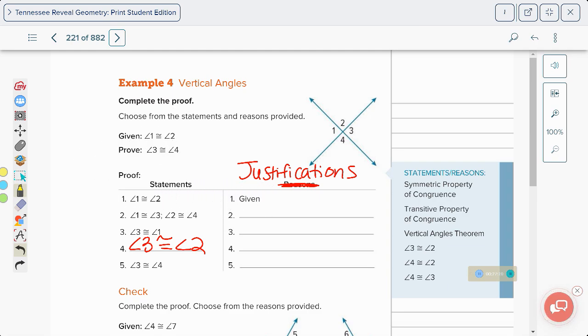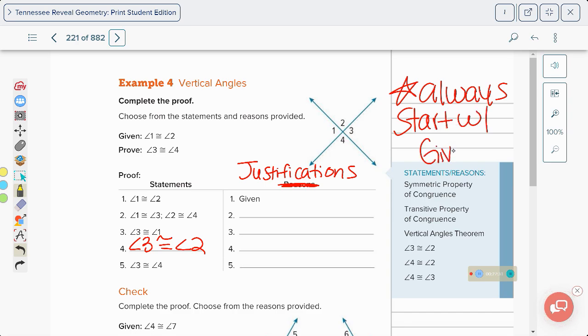So over to the side here, make a note. Always start with the givens. Okay, because it's literally the information that you are given to start out with. So you always want to begin your proof that way. Okay.